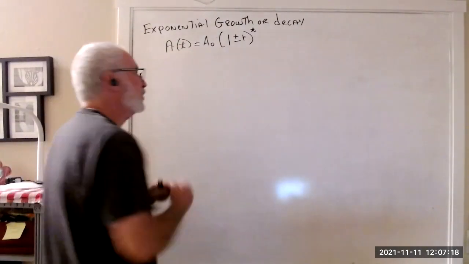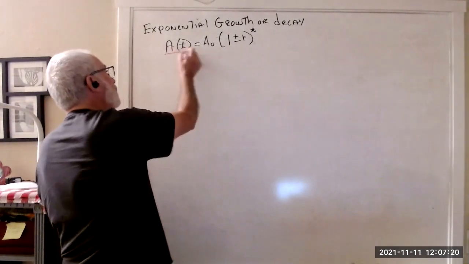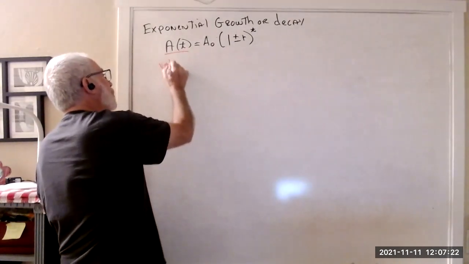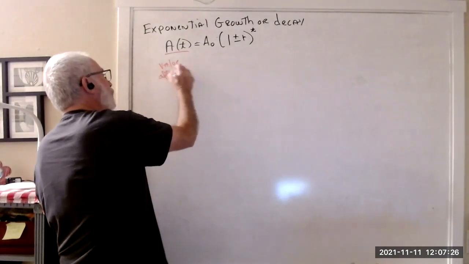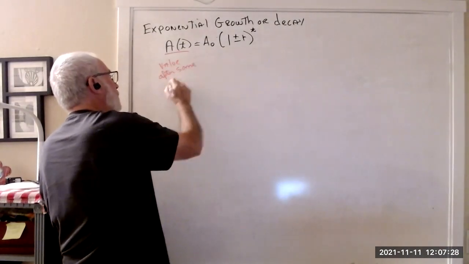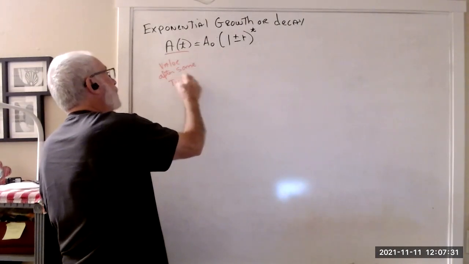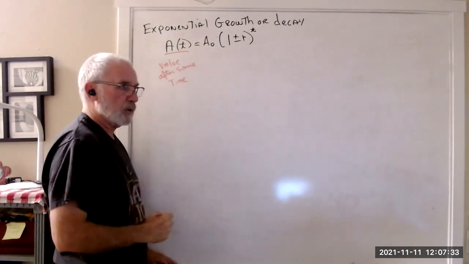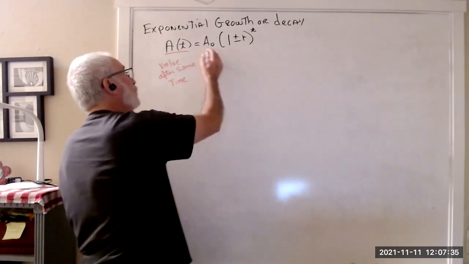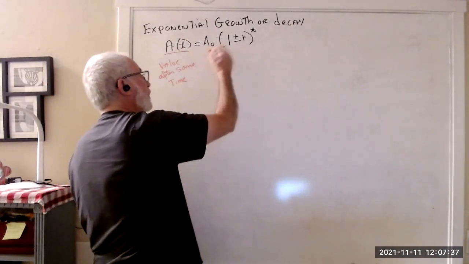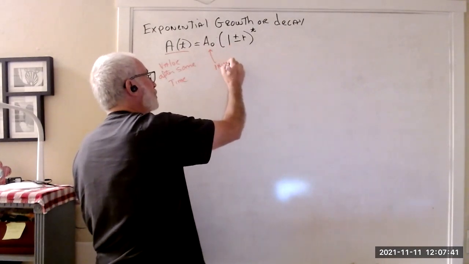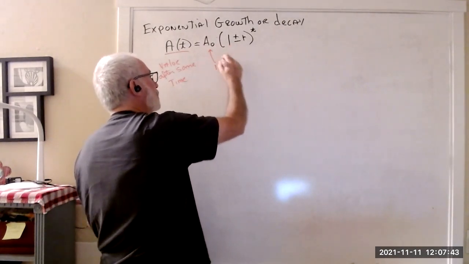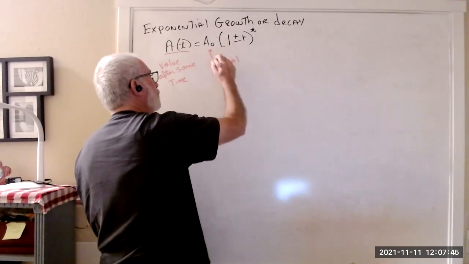Now, A of t is the value after some time. That's what A of t stands for. A sub 0, we've already talked about sort of like this. This is the initial value.